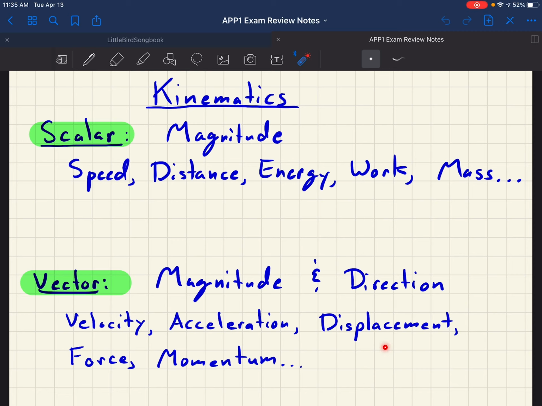A vector, on the other hand, has direction. So in the case of kinematics, we really care about the difference between, let's say, speed and distance. These are usually used to refer to scalars, whereas the vector quantities that are kind of analogous to these would be velocity and displacement. Notice that acceleration is also a vector.